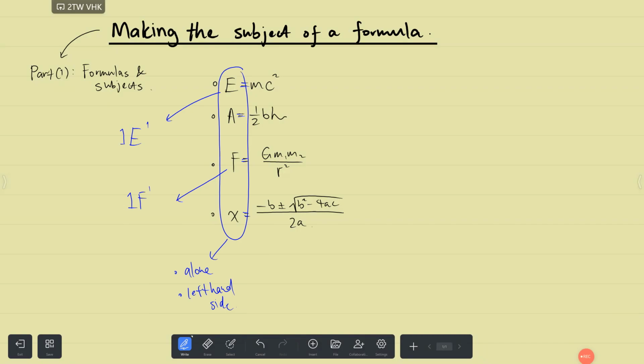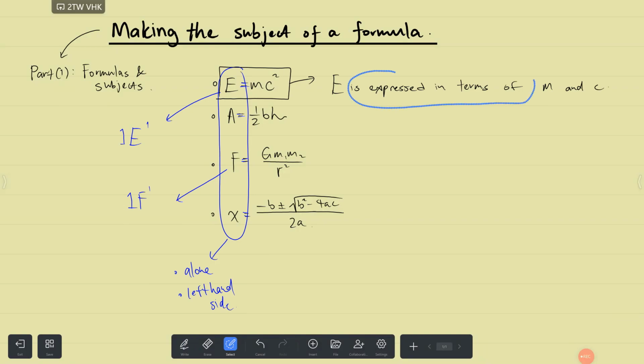If you look at the first formula, Einstein's conservation of energy, E equals mc squared can be said to be that E, the variable, is expressed in terms of, and if you look on the right hand side, what are the variables there? This M and C. So E is expressed in terms of M and C. And if you continue downwards, we can have this linguistic description for the rest of the formulas you see here.